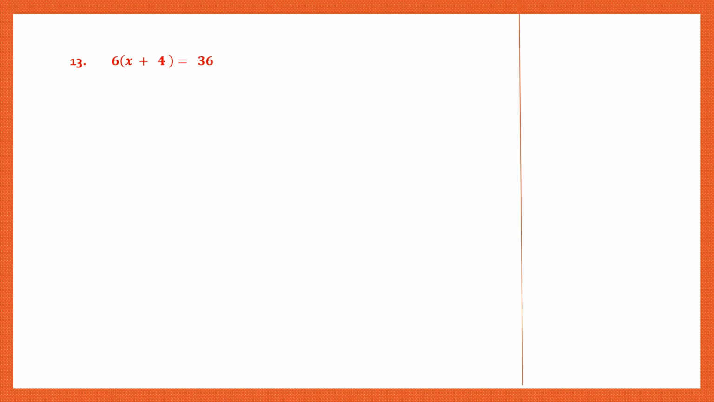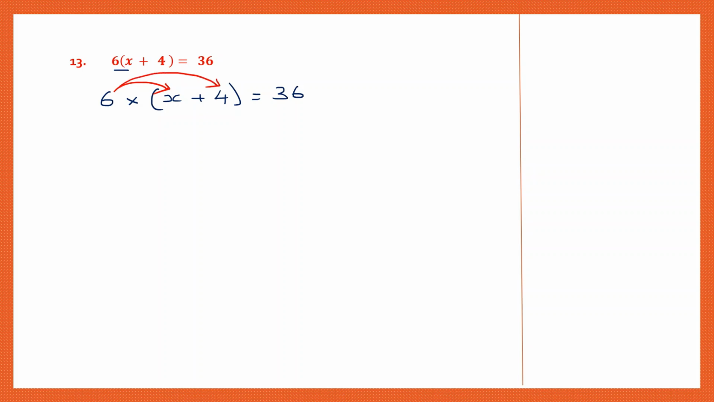Question 13. Now here we have 6 in brackets x plus 4 equals 36. When there is no sign between a number and before the bracket, that means it's understood to be multiplication. So this is actually 6 into x plus 4. So that is equal to 36. So when you have something like this, you have to first multiply 6 into the first term x, and then you have to multiply 6 into the second term.